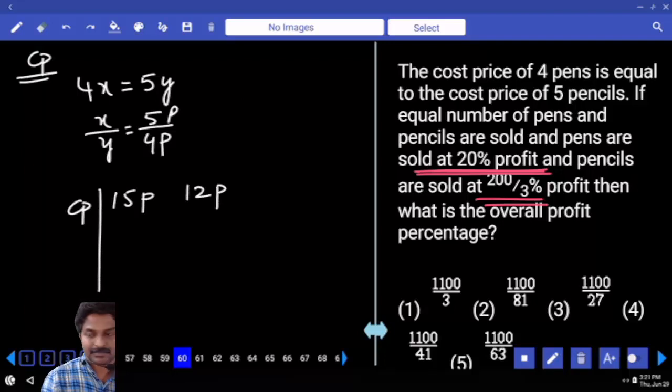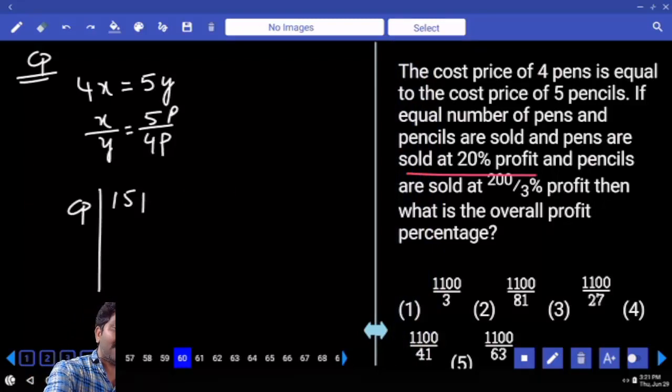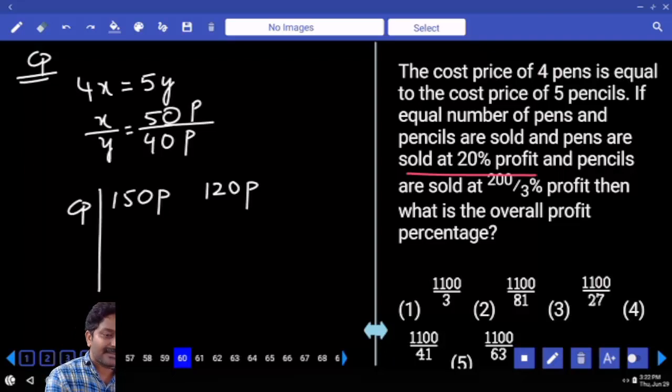Okay. Now, on pen we are getting 20% profit only. Since it is 20%, even to eliminate decimals, I will start taking 150 and then 120. Do you have any problem? That means I am taking 5 parts and 4 parts. Why are we taking it like that? To eliminate decimals. So selling price on pen, we are getting 20% profit. What is 20% profit here?